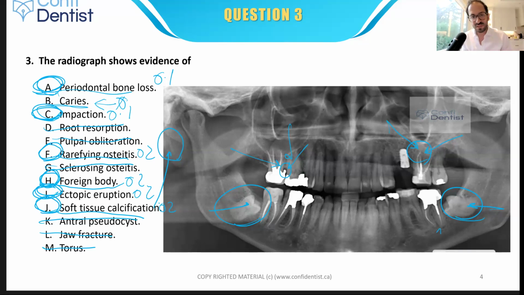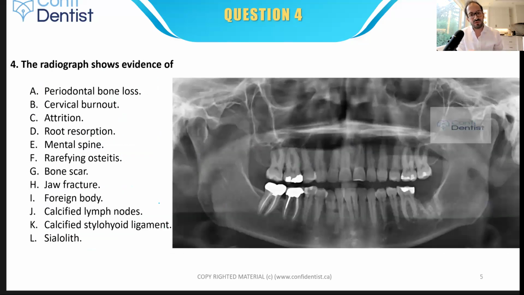Do I have a pseudocyst in the right sinus? No, just overlaps. So no, the answers are ACF, HIJ. And moving to question number 4. So 90 seconds begins.